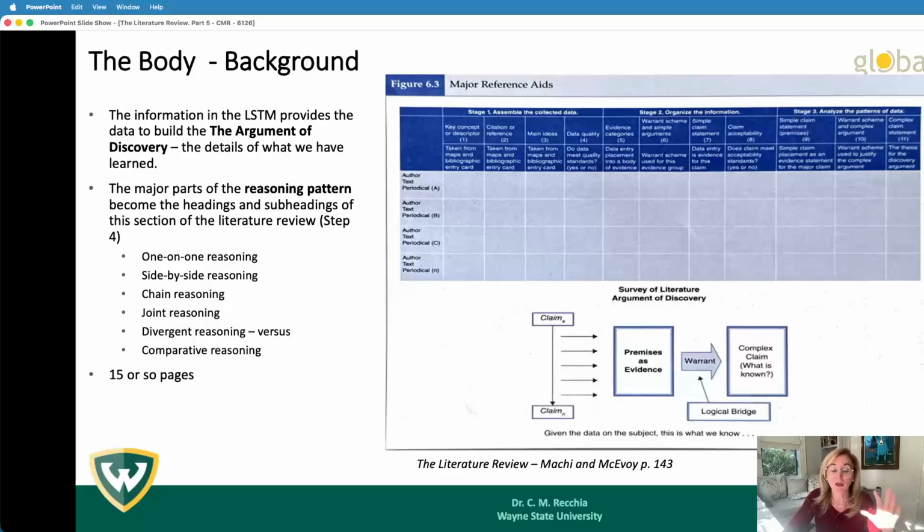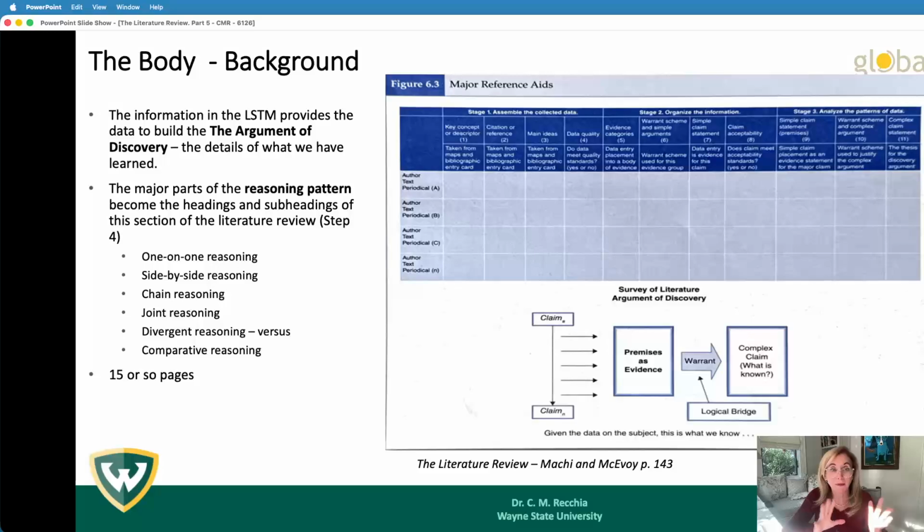And you're using your reasoning. I just typed this out as a reminder: we've got one-on-one reasoning, side-by-side, chain, joint, divergent, and comparative reasoning. Somewhere along the lines, of course, you chose which one you were going to use, and this is where it comes back. All of these different elements of these claims become your subheadings that you're going to talk about individually, and you're going to create the main portion of your literature review. That is the background. In my case, it was like 15 or so pages.